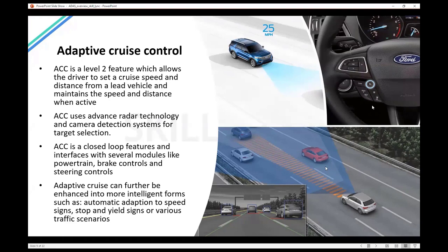And what this feature really does is, the driver sets the set speed, and the radar and the camera, again, they help in tracking the target vehicles. And if they feel that the target vehicle is too close, or it's breaching the gap setting distance, in that case, the car will automatically slow down. And once the target vehicle is far enough and out of the range, the car will again re-accelerate and bring you back to the desired set speed.